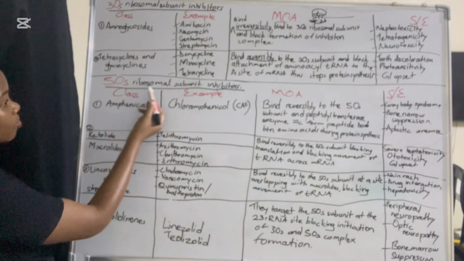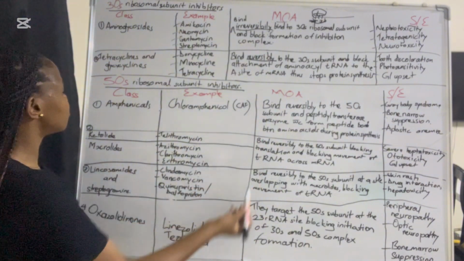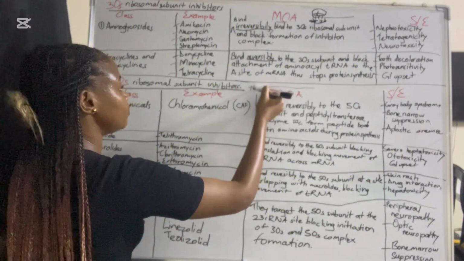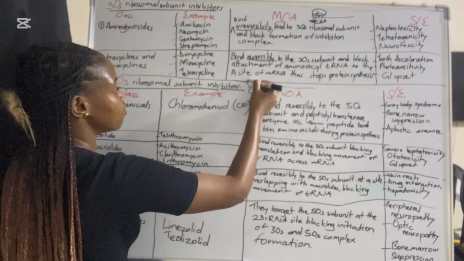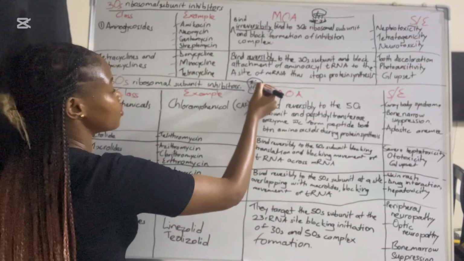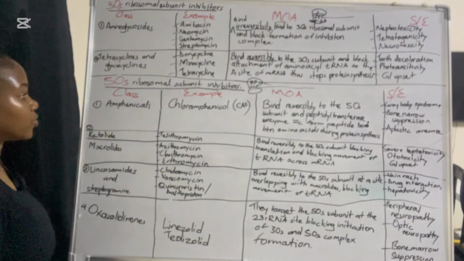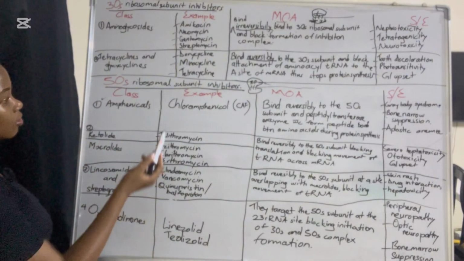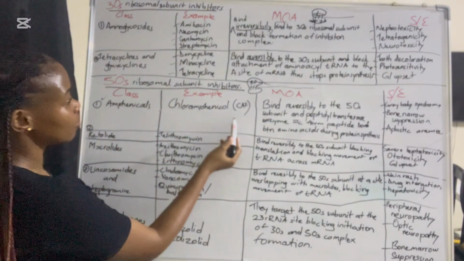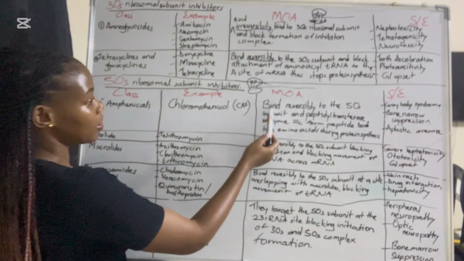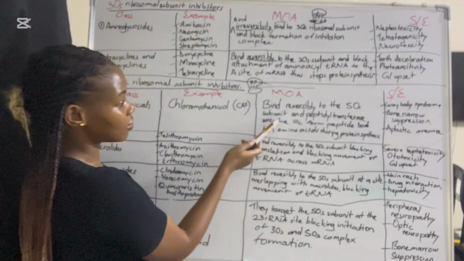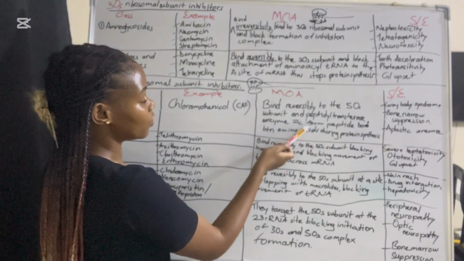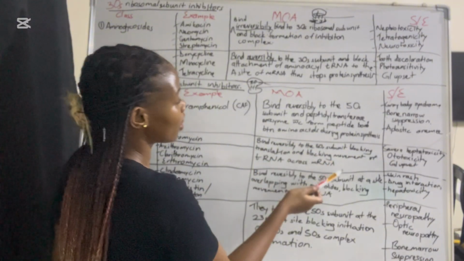Then we are having the 50S ribosomal subunit inhibitors. These drugs are going to inhibit only the 50S. After the 30S has joined, there is the bigger subunit, which is the 50S. They're going to be attacking this 50S ribosomal subunit. Some of the examples we are having are phenicols, of which the example is chloramphenicol. The mechanism of action is they bind reversibly to the 50S subunit and block the peptidyl transferase enzyme, which helps in the formation of the peptide bond between the amino acids.